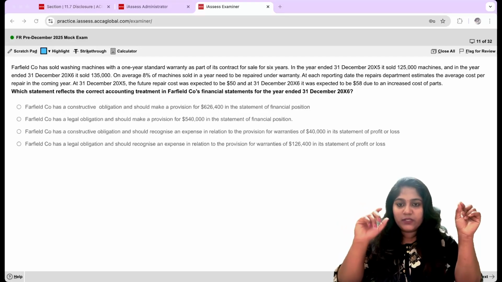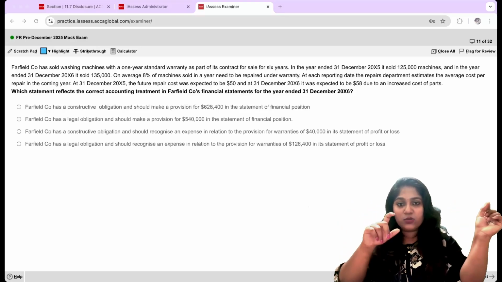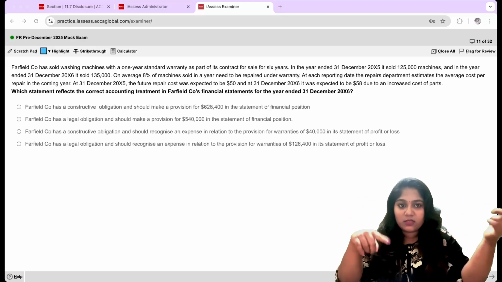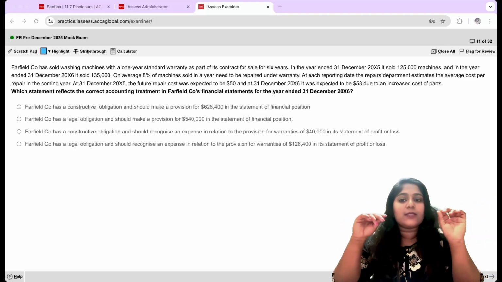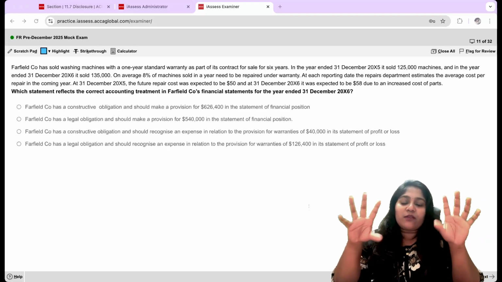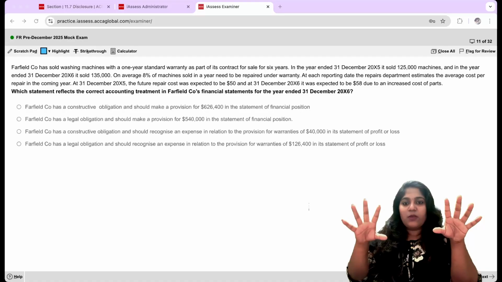At 31st December X5, the future repair cost was expected to be $50, but the next year it has been increased to $58. What statement reflects the current accounting treatment in Fairfield company?